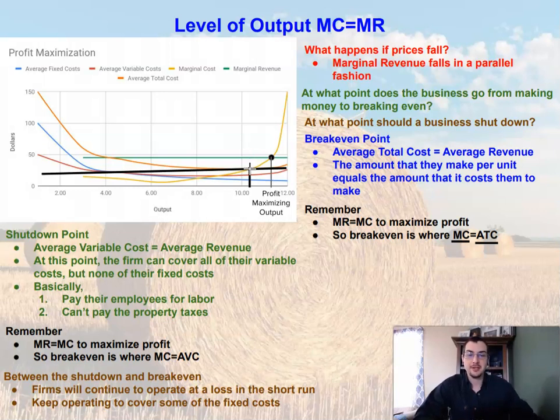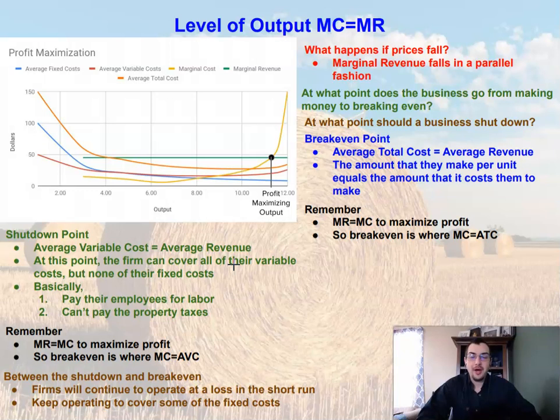Because it's at this point where marginal revenue equals marginal cost. We're satisfying that. We're still making sure that holds true. But it's also at this point where the marginal cost or the price is equal to the average total cost, or that average revenue is equal to that average total cost. So all of those conditions are met. So we know that the point where the average total cost curve equals the marginal cost curve is the break-even point. So now, where's the shutdown point? Well, the shutdown point is actually going to be where the average variable cost equals the average revenue.